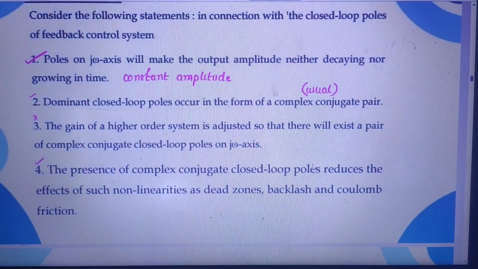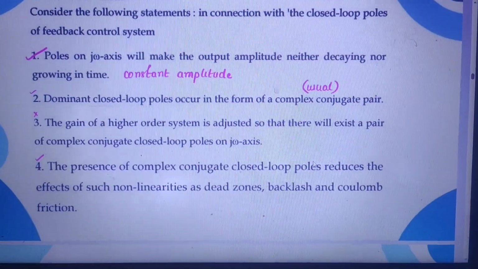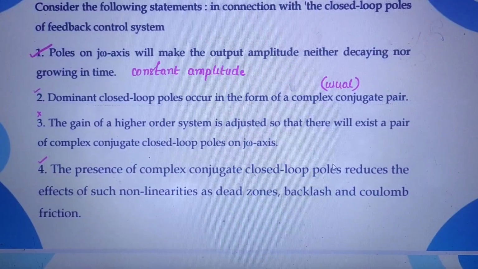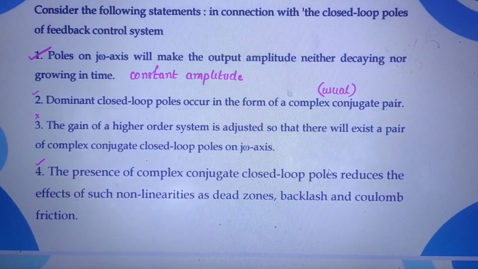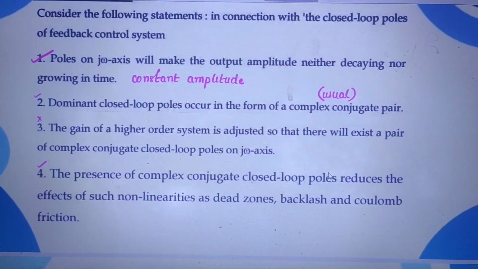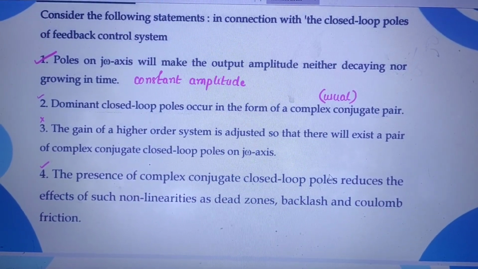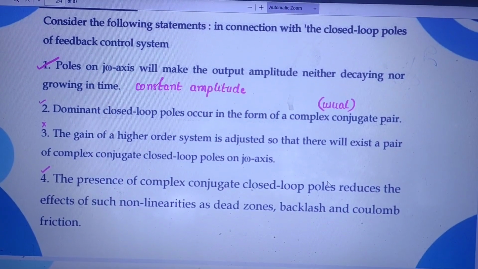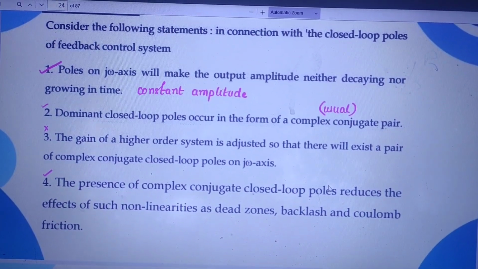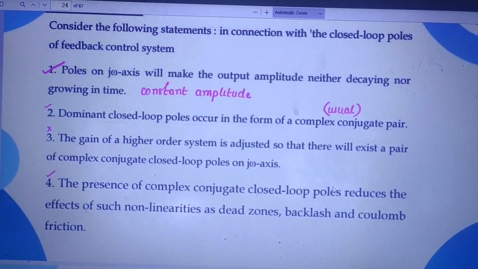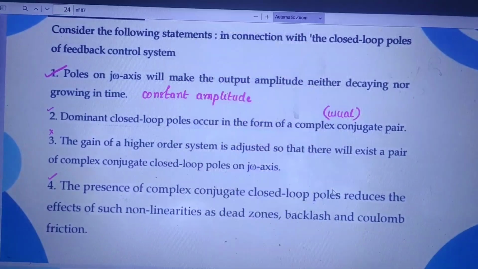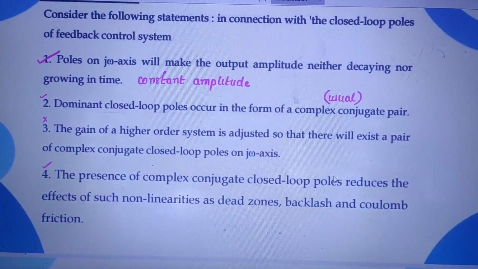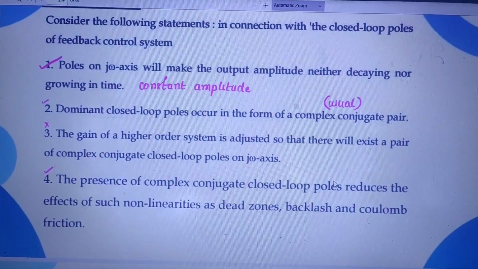Consider the following statements in connection with closed loop poles of a feedback control system. Poles on the imaginary axis will make the output amplitude neither decaying nor growing in time. Yes, poles on the imaginary axis have a constant amplitude. Dominant closed loop poles occur in the form of a complex conjugate pair. Correct. The gain of a higher order system is adjusted so that there will exist a pair of complex conjugate closed loop poles on the imaginary axis.